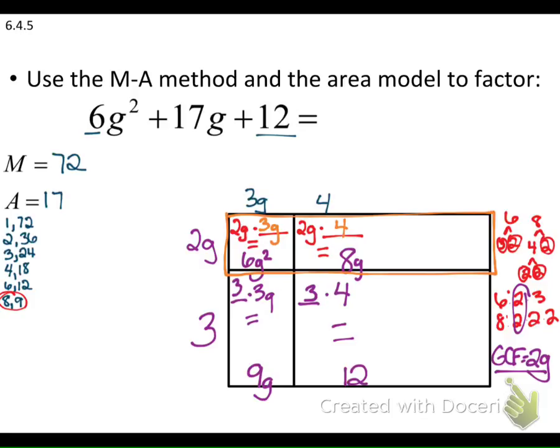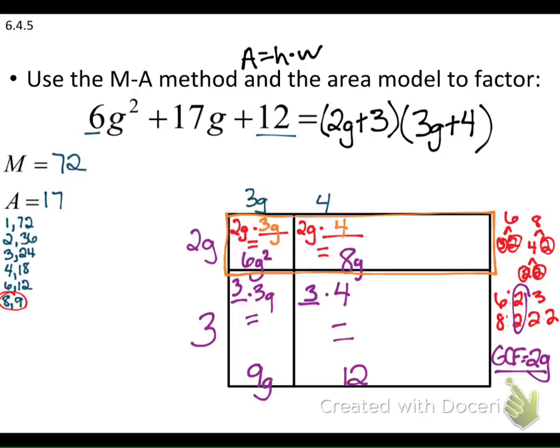Hold on. We're not done yet. So my area formula is A equals height times width. So I have my area. I need to plug in my height, my width. 2G plus 3. 3G plus 4. Good. And that's your answer.